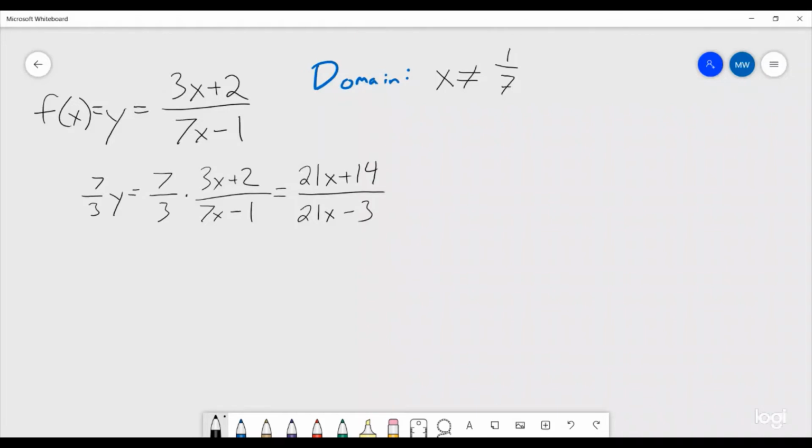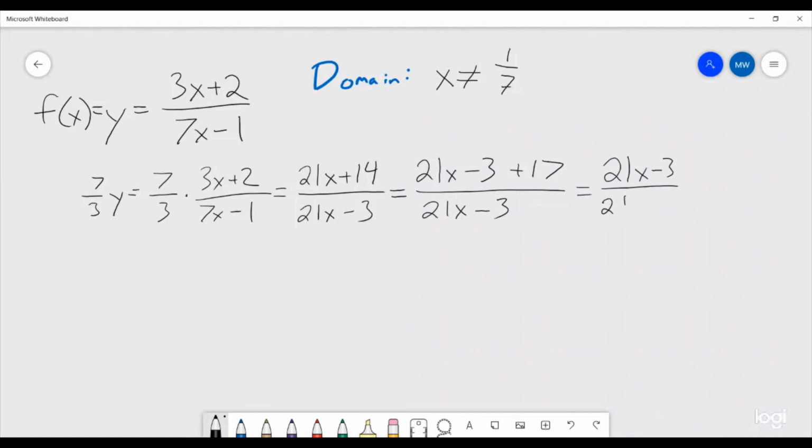And so this is actually going to be pretty helpful, because we can write 21x plus 14 as 21x minus 3 plus 17, all over 21x minus 3, which means we can break this fraction up into 21x minus 3 over 21x minus 3 plus 17 over 21x minus 3. Well, that tells us that 7/3 y is equal to 1 plus 17 over 21x minus 3.